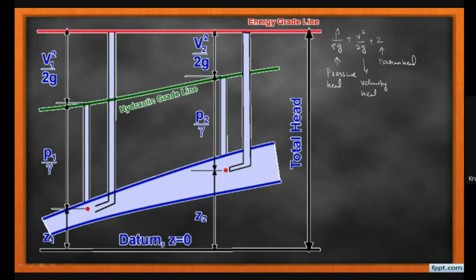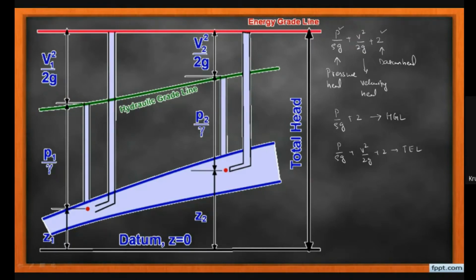If you represent only these two values, that is P by rho g plus Z, and plot the line using these two, then it is called the hydraulic gradient line. And if you use P by rho g plus V square by 2g plus Z, then it is called the total energy line.